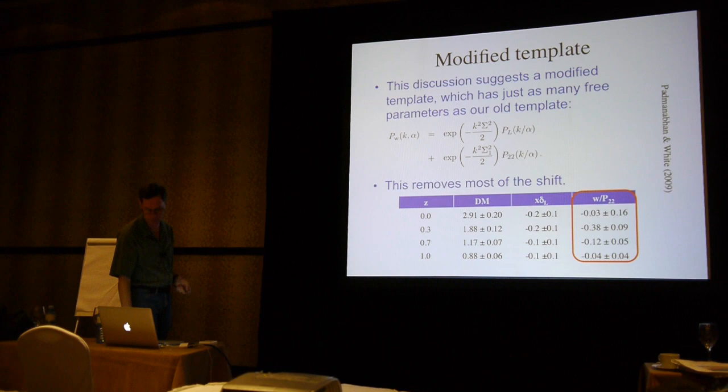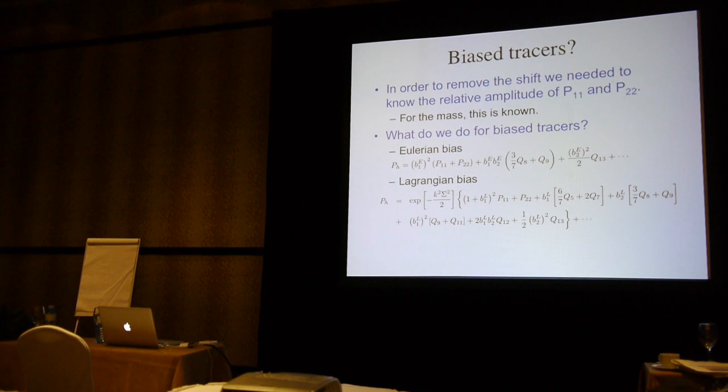Unfortunately, that has all been done assuming I'm measuring the matter power spectrum. But I'm not, of course. I'm measuring some biased tracer of that. For example, I could be measuring galaxies. So in order to remove the shift, I need to know the relative amplitude of P11 and P22, right? It's that relative amplitude that is telling me alpha minus 1 on the shift. For the mass, that's completely known. It's the relative amplitude of P11 and P22. But what do I do if I have biased tracers?